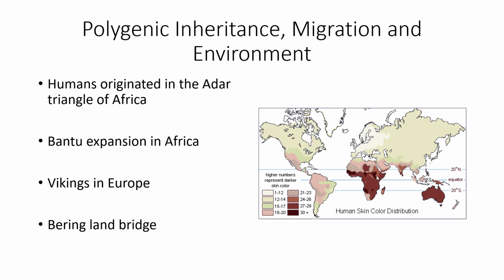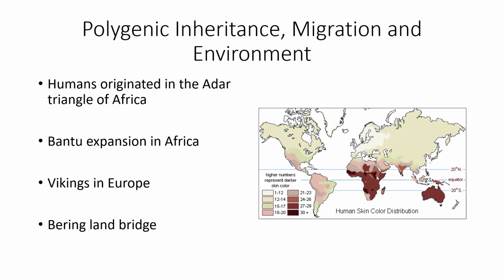We can also use polygenic inheritance to measure things like the Bantu expansion in Africa, where we can actually look at the movement of certain alleles through Africa as the Bantu Empire expanded, or the movements of Vikings in Europe. They actually had distinct alleles, and we can follow these alleles from the Vikings in Finland and Norway and Sweden. We can follow them into England and even as far as Malta. And we can also follow humans as they traveled across the Bering Land Bridge to arrive in North America.